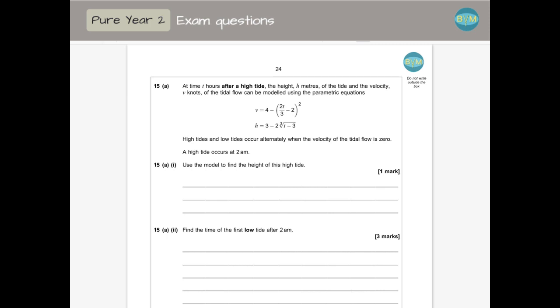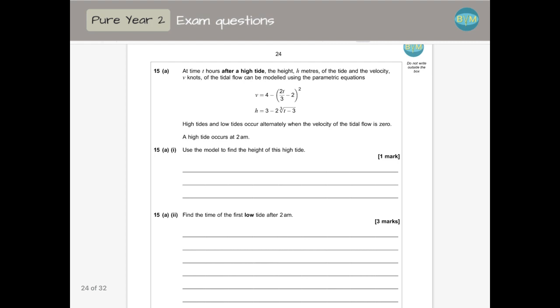Hello, this is question 15 on your June 2019 paper 1 from AQA, and you have a parametric equations question. At time t hours after high tide, the height h in meters is given by this expression, and the velocity in knots of the tidal flow is given by this expression. High tides and low tides occur when velocity is 0, and high tide occurs at 2 a.m. Use the model to find the height of this high tide.